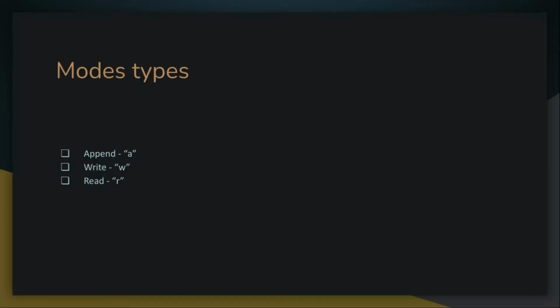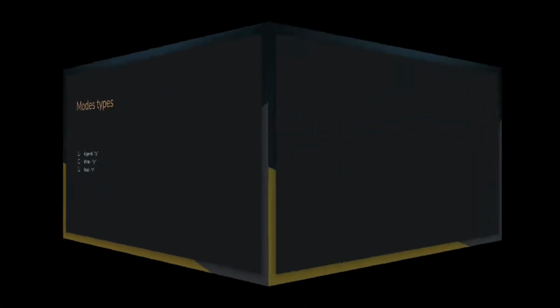And then we have a read. This is just when you want to open your file and just read the contents of a file only, right? That's the mode. And then from there, it's always a good idea to close your file. So you're going to use a file object and close the file, right?